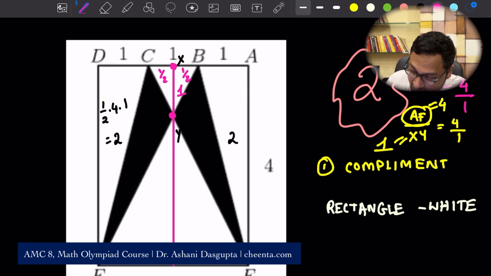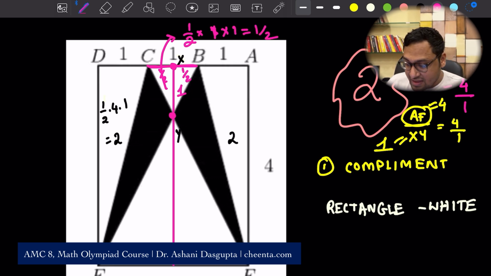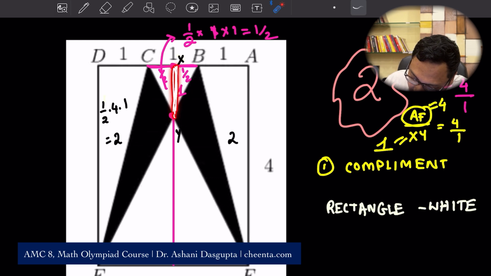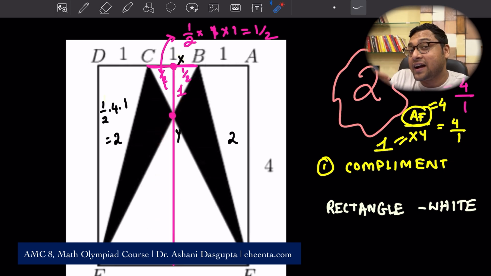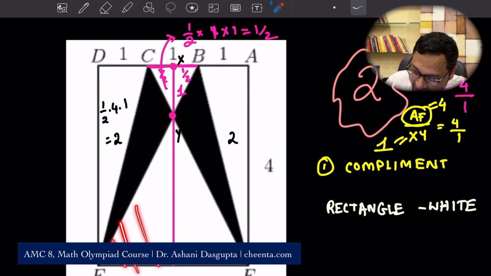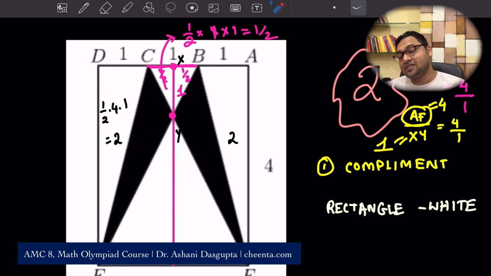XY is 1. Now BC is also 1. So the area of this little piece is half into 1 into 1, which is just half. I give you the last part of this problem as a challenge. If this is 1, how much is this one? Can you tell me that? And once you find that out, can you find the area of this white triangle?